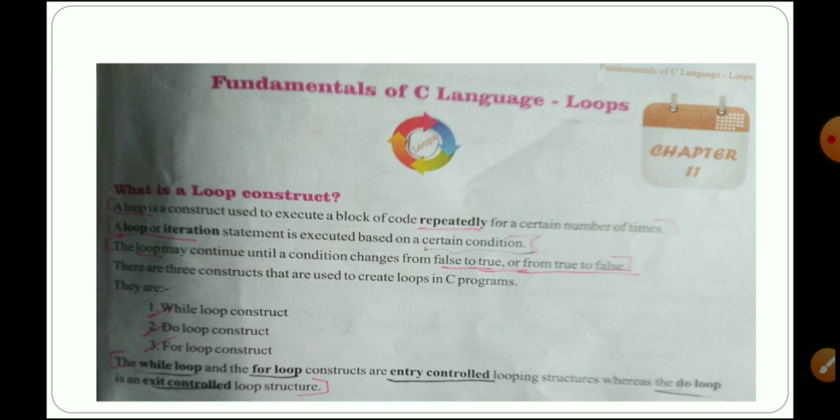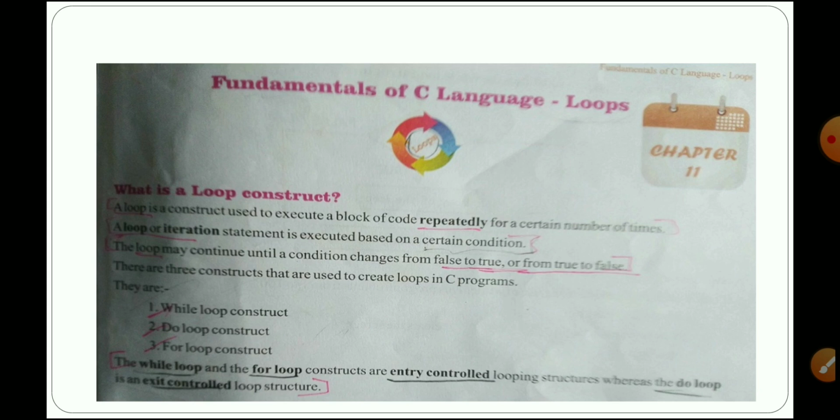Fine. Next, chapter 11, fundamentals of C language: loops. What do loops mean, sir? A loop is a construct or statement used to execute a block of code repeatedly for a certain number of times. Some block of code will be executed repeatedly a certain number of times. The loop construct has another name: iteration statement.